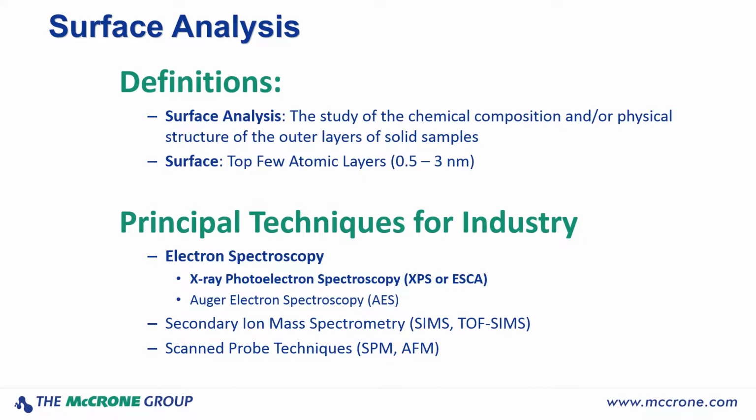There's a variety of different techniques you can use to probe these very thin layers on surfaces. But the one that's probably most widely used, and the one we're going to focus on today, is X-ray photoelectron spectroscopy, XPS. This is also known as ESCA, which stands for Electron Spectroscopy for Chemical Analysis.